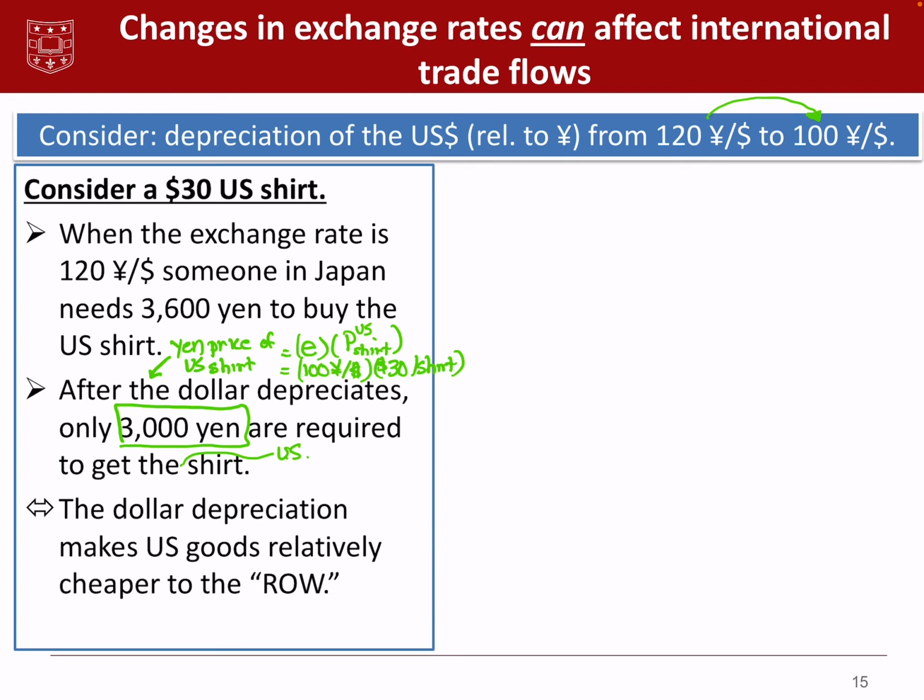And so what do we observe? The dollar depreciation makes US goods relatively cheaper in Japan. And then more generally, if the dollar depreciated broadly, it would make US goods and services relatively cheaper in the rest of the world.